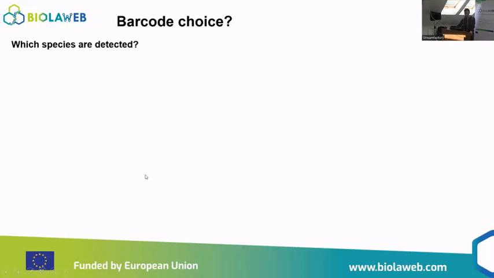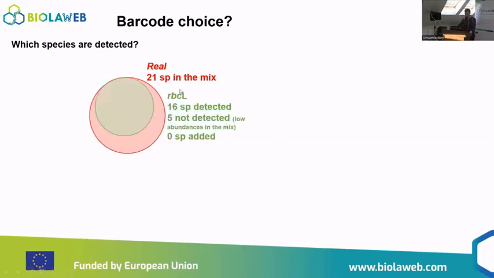Which species are detected? So this is the reality: the species we put in the mix with our cultures. We know we have 21 species. With RBCL, we were able to detect 16 species and 5 were not detected, mostly the species with low abundances in the mix.